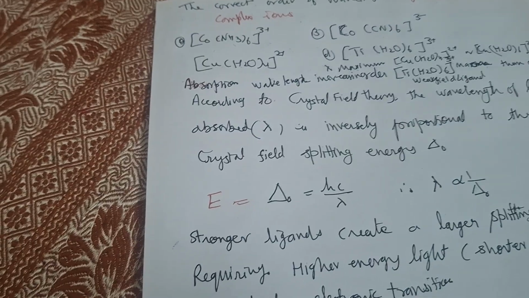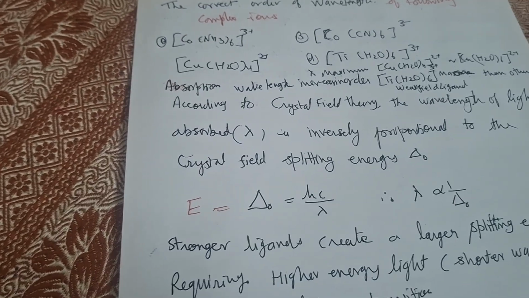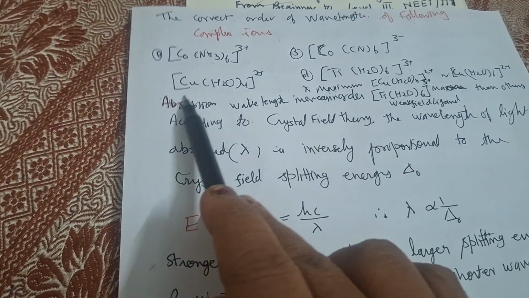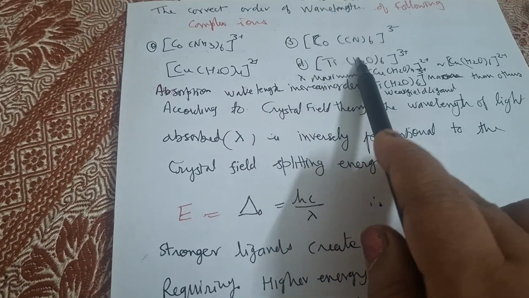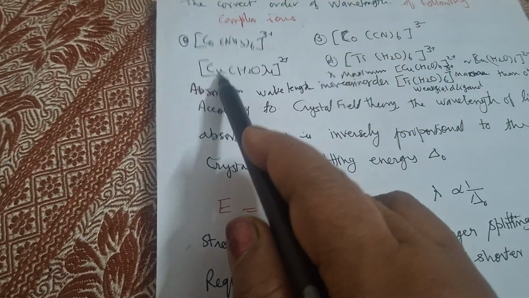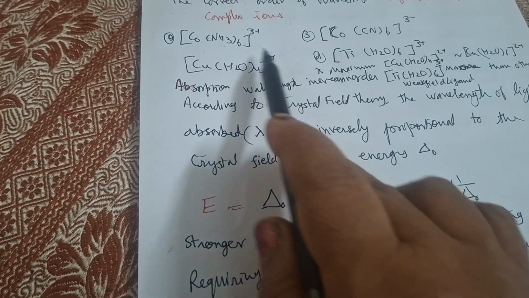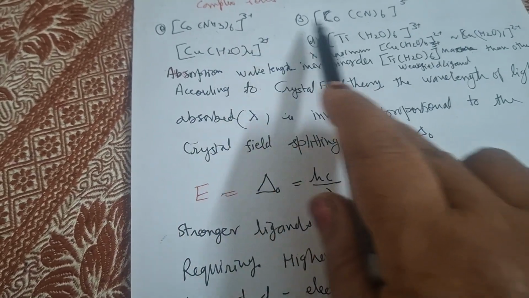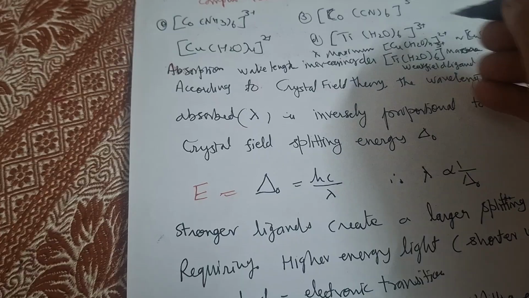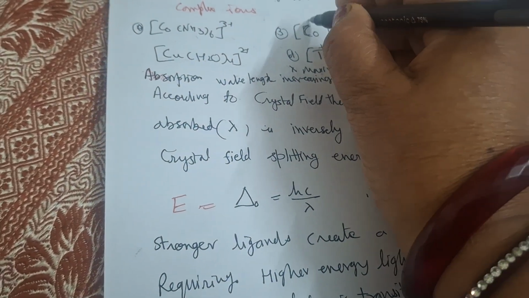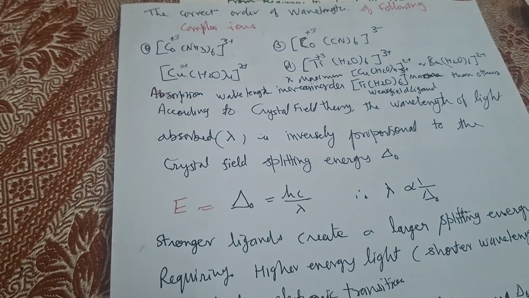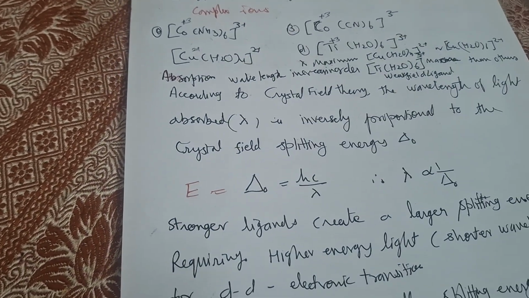First of all we have to see the oxidation state of all of them. This is having 3 positive, this is having 3 positive, this is having 2 positive, and this is also having 3 positive. So what does it mean? Copper is having the lowest oxidation state. All A, B and this D are having plus 3 oxidation state, cobalt in both the cases is plus 3, and copper is in plus 2 oxidation state. So the lower the oxidation state, the higher the wavelength.